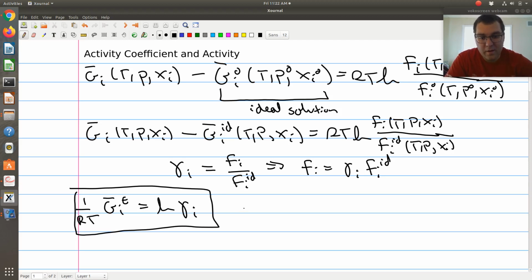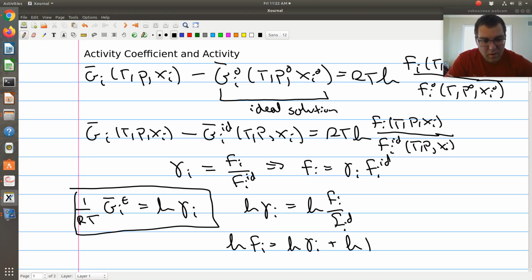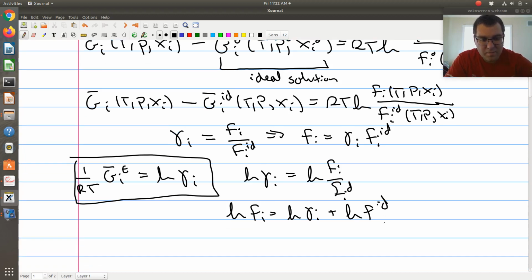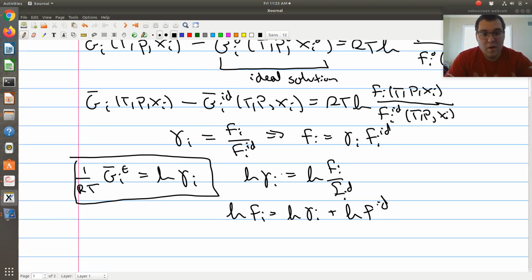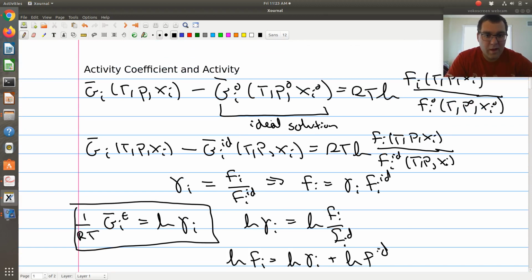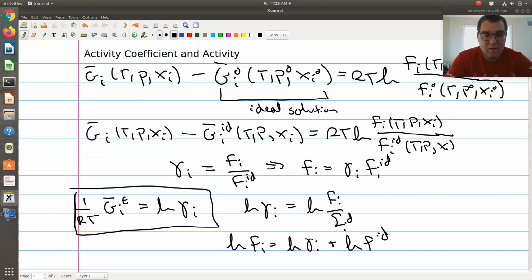You can think about gamma again as being a correctional term, because log gamma i is log fi over fi ideal. So therefore log fi could be written as log gamma i plus log f ideal. So I can write my fugacity as being equal to my reference state or standard state value plus a correctional term. Cool. That's gamma. And so how we get to gamma is we take our idealized state or reference state to be an ideal solution at the same conditions.